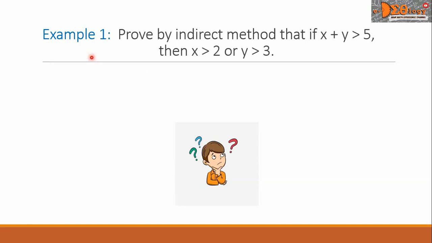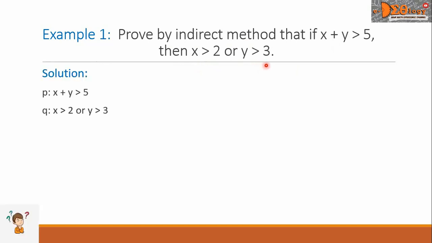Let us see example 1. Prove by indirect method that if x plus y is greater than 5, then x is greater than 2 or y is greater than 3. First, let us identify the propositions P and Q respectively. The P is the statement x plus y is greater than 5. Proposition Q, x is greater than 2 or y is greater than 3.